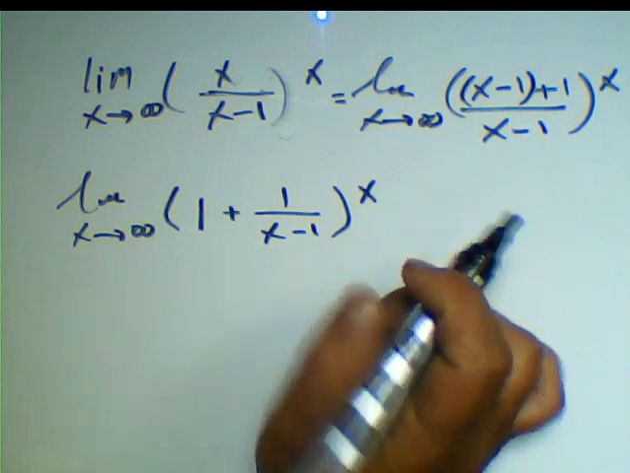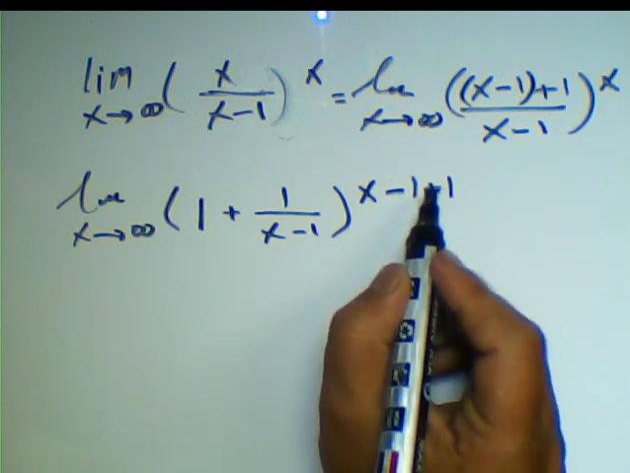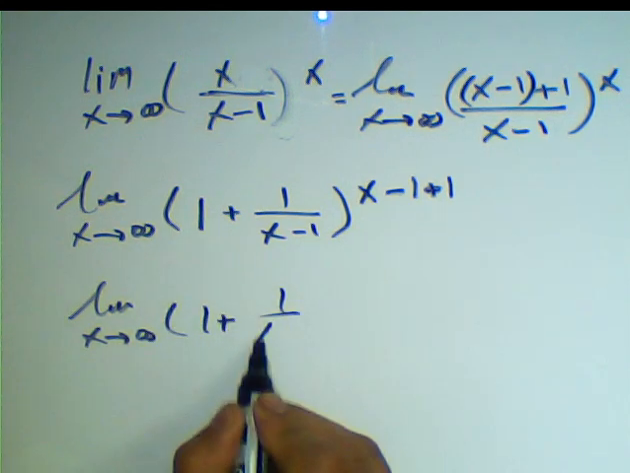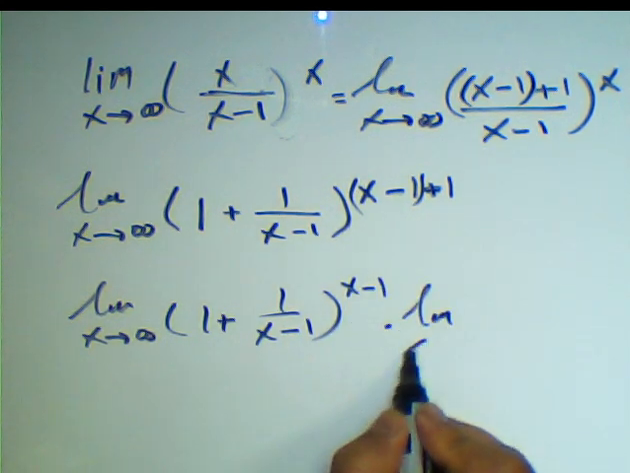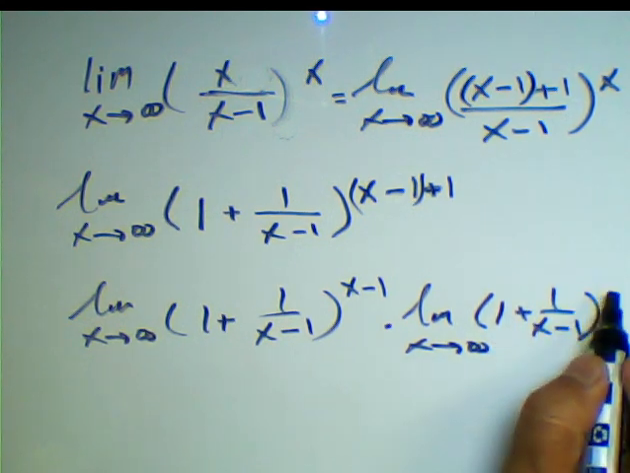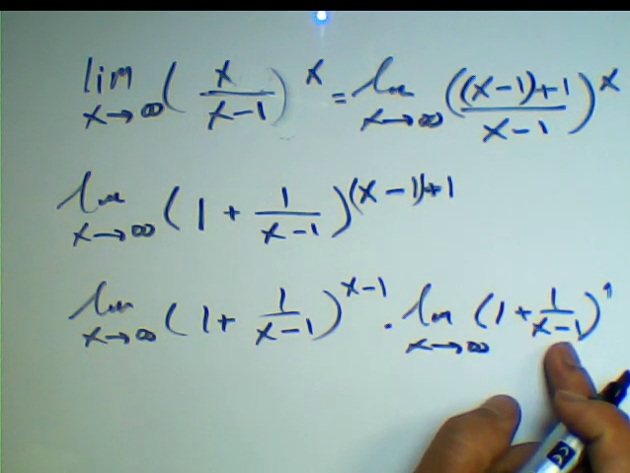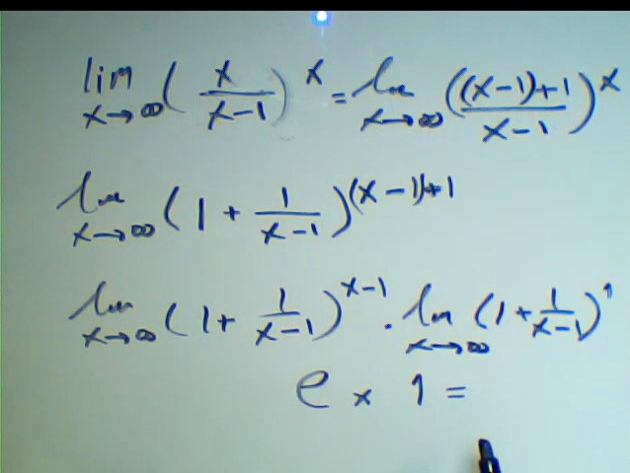We must add here to the power negative 1 and positive 1. Why do we do it? Because we will write the rule here: (1 + 1/(x−1))^(x−1), multiplied by the limit as x approaches infinity of the function (1 + 1/(x−1))^1. The result here will be 1. Why? Because 1 over infinity equals 0, 0 plus 1 equals 1, and 1 to the power 1 equals 1 here. The base here equals the power, then the result will be e. So the result will be e multiplied by 1, which is equal to e.